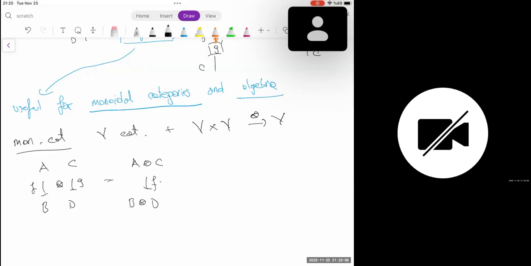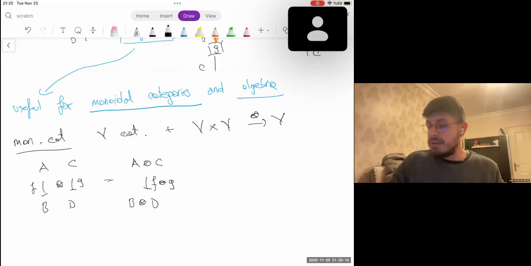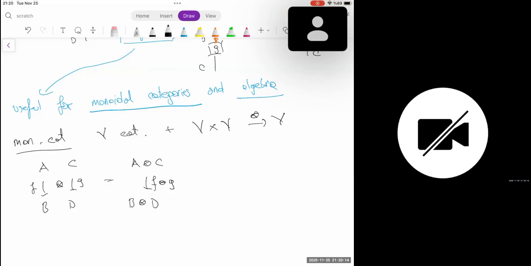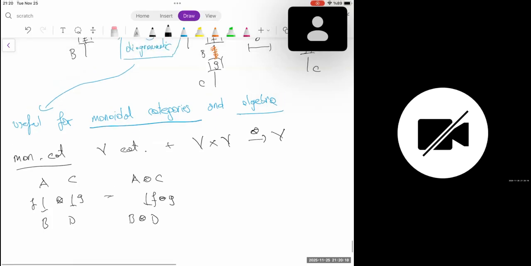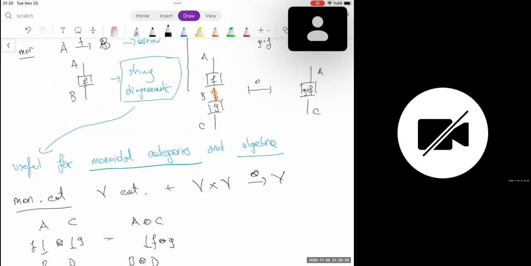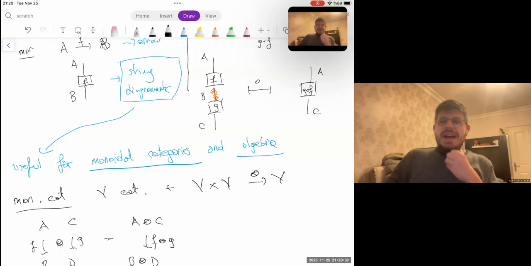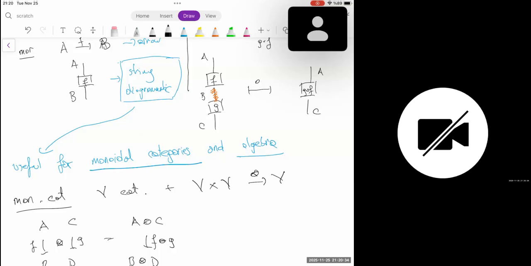Can I interrupt and ask something now, or should I wait till the end? No, ask. I was wondering if, in the string diagram, we could conceive of composition itself as a box with two inputs f and g and one output g composed with f. Is that point of view pursued?